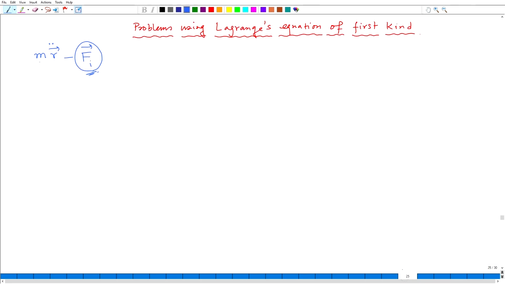plus lambda times gradient of phi is equal to 0, where lambda is the undetermined multiplier of Lagrange and phi is the holonomic constraint which we consider here. So, phi is a holonomic constraint.